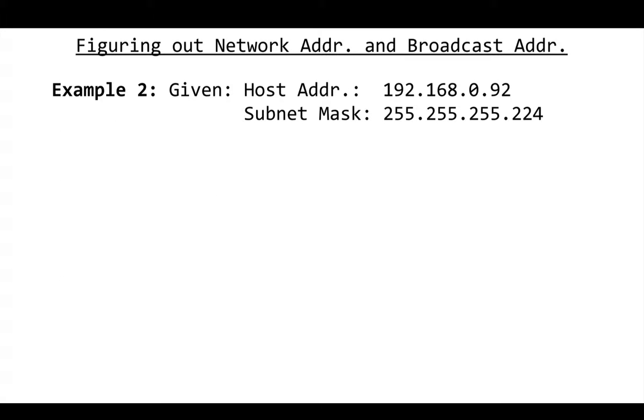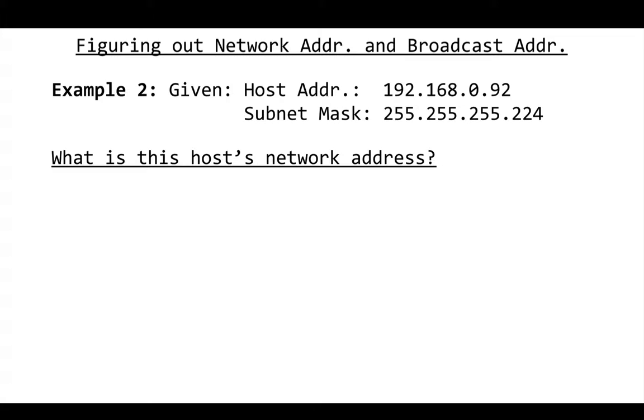Okay, so here's example 2. It is also calculating the network address and broadcast address. So we're given a host address and a subnet mask. Here we can see that the first 3 octets have all 1s because they're 255, 255, 255. So something's going on in the third octet because we have 224.